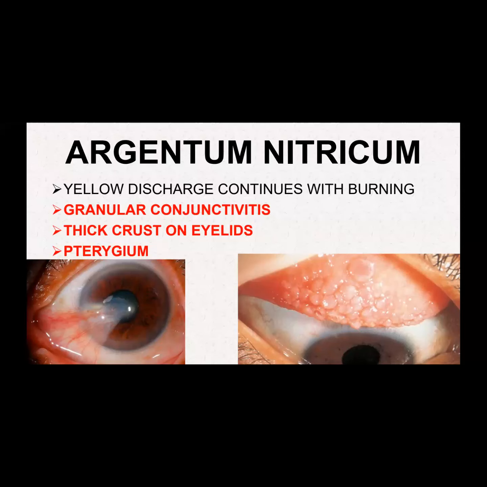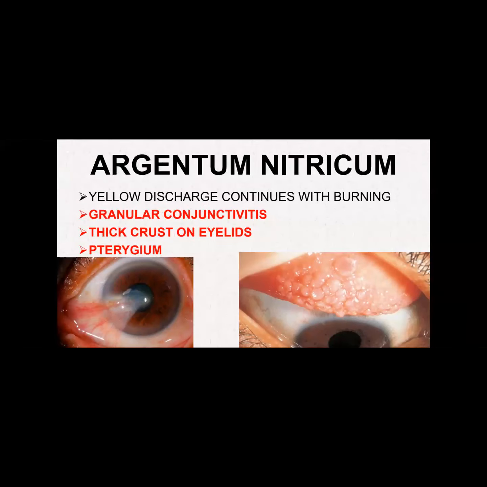The most important thing in Argentum nitricum is granular conjunctivitis. There is the formation of granules. If you clearly see this figure, in the inner part of the upper eyelid there is formation of granules, a granular appearance. This is specific for Argentum nitricum in the acute phase. So Argentum nitricum is basically used in granular conjunctivitis.